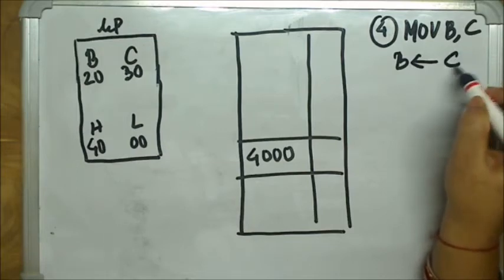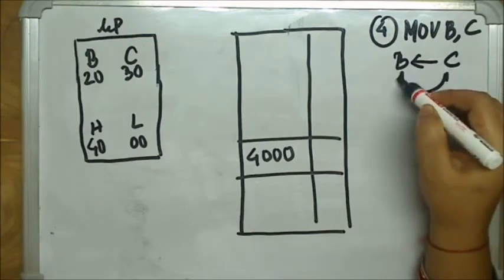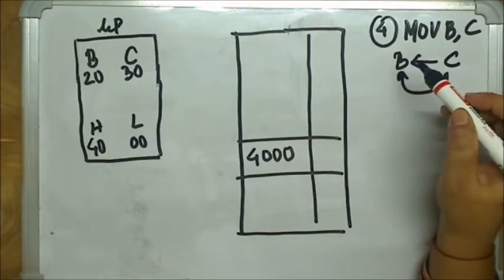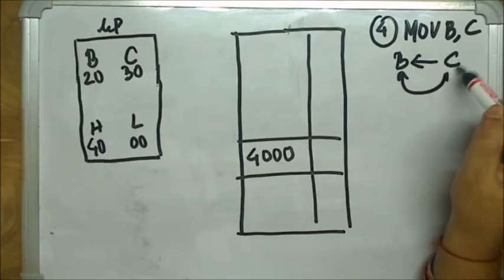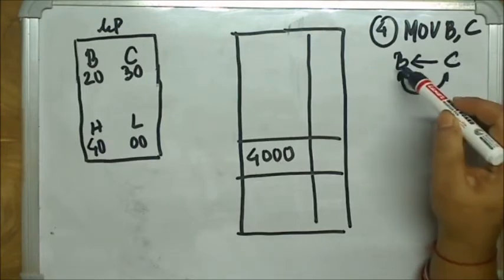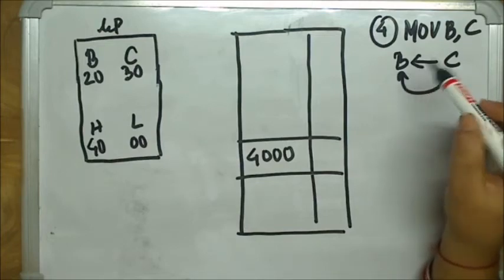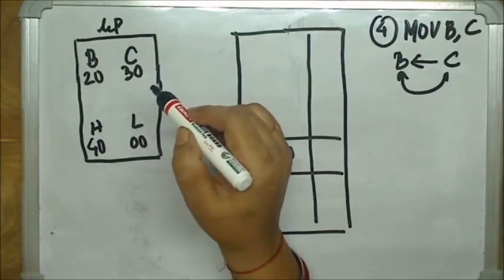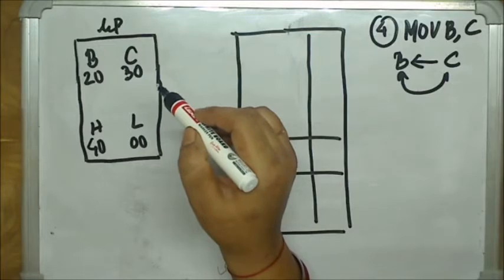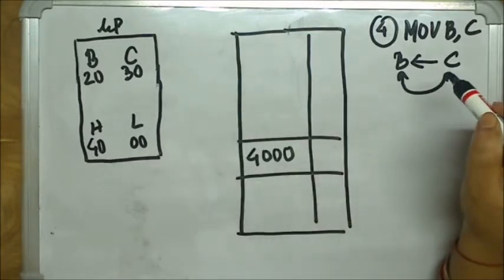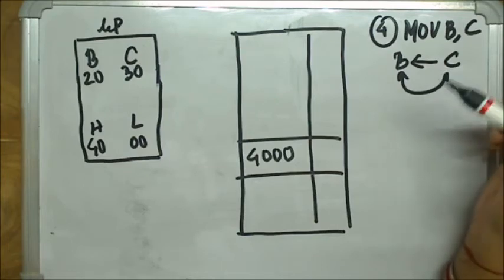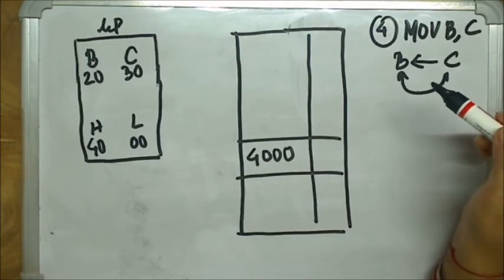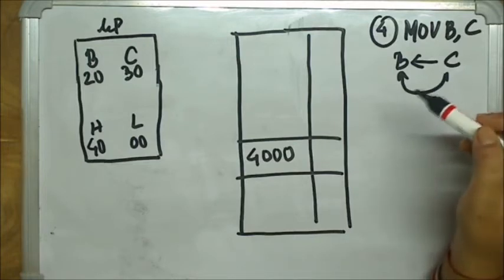The 8-bit data that is stored in register C will get transferred to 8-bit register B, right? So basically this is a copy instruction. Whatever data is there in register C will be copied into register B. Suppose C is 33, so B will also get 33. This instruction is used whenever you want to copy a value from one register to another register. Clear?